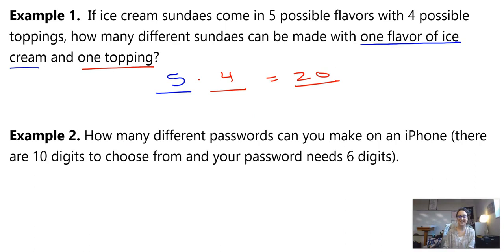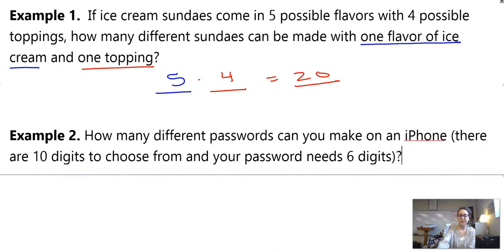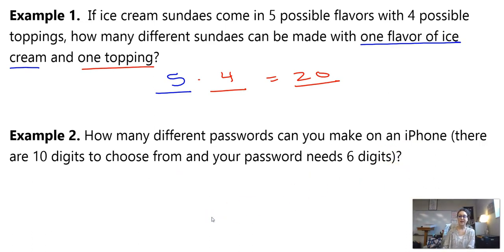First pause on the screen, go ahead and copy what you need to for example 2. So example 2 says, how many different passwords can you make on an iPhone? There are 10 digits to choose from, and your password needs 6 digits. So first we say, how many events do we have? Well, there are 6 different digits we need, so I've got 6 slots.